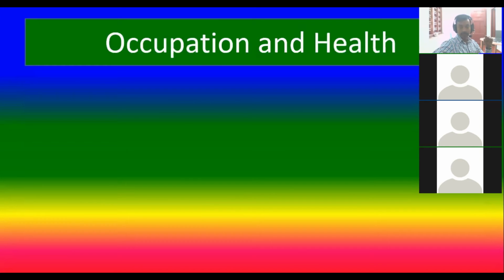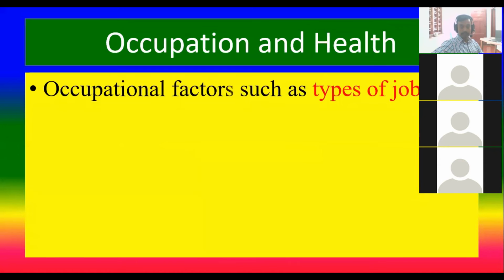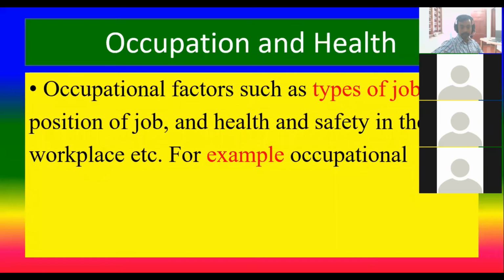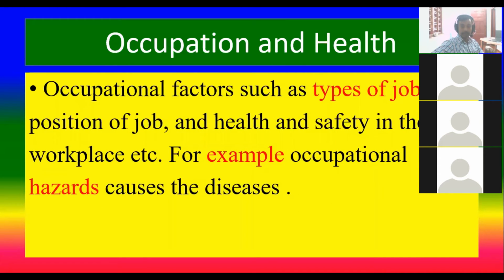Then occupation. The economic institutions determine the job of the individual in society: types of job, position of job, whether a higher level job or a low grade job. Then health and safety in the workplace, which is very important. For example, occupational hazards in hospitals, nosocomial infection. We hospital professionals need to stay away from hazards, for example, to prevent nosocomial infections.